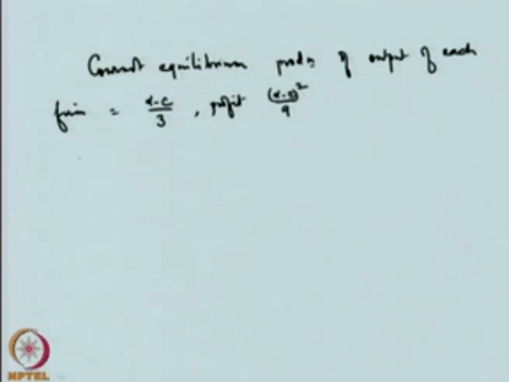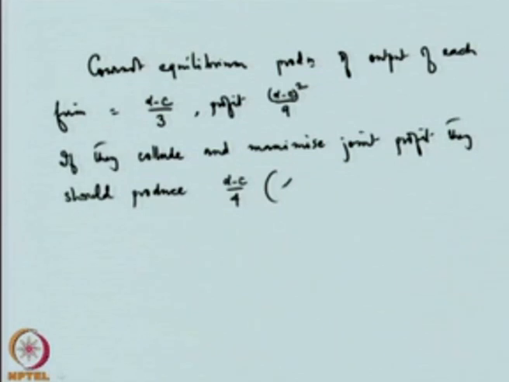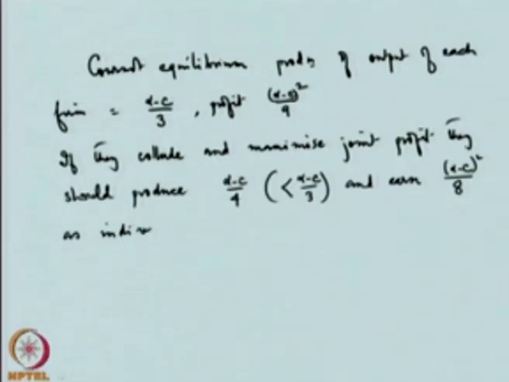Now, we have also seen that if they cooperate, if they collude and maximize profit, maximize joint profit, they should produce (alpha minus C) divided by 4, which is in fact less than (alpha minus C) divided by 3, and earn (alpha minus C) whole square divided by 8 as individual profit.